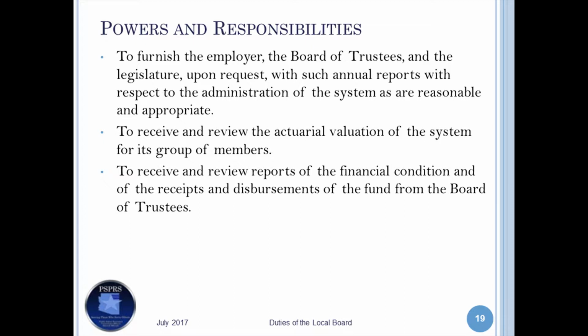Another responsibility and power is to furnish the employer and the legislature, upon request, any such annual reports. All of those are posted on the website. We're going to take a minute and look at some of those. Receive the actuarial evaluation. If you don't know where to find it, we're going to show you that in just a minute as well. And receive the financial condition and distribution from the Board of Trustees. All of this is done every year. It's like a cycle. The board should meet. Every board meeting, once a year, should review the actuarial reports and at least look at the financial status of where your fund is at and where your individual employer account is situated.